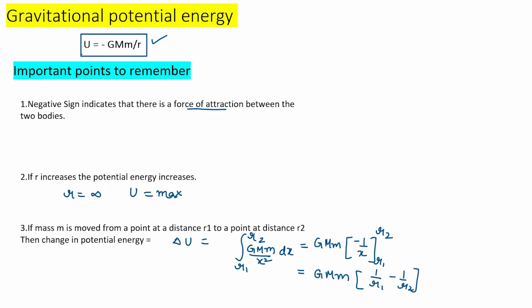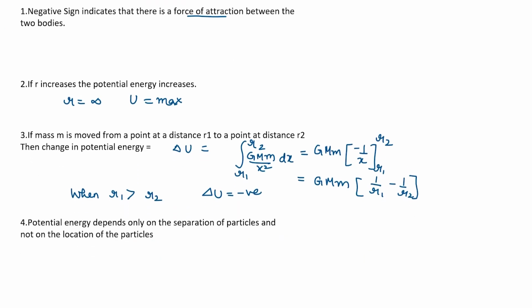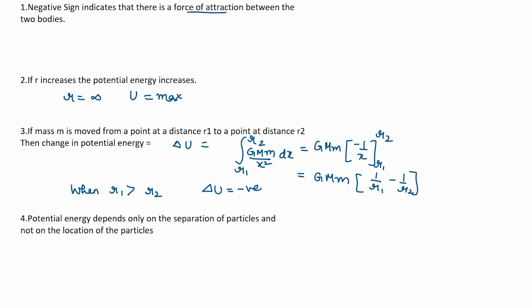So what does that mean? It says that when r1 is greater than r2, in that case your delta U will be negative, which means when the body is brought closer, what is happening to gravitational potential energy? It is decreasing. Now along with that we have to understand that potential energy is independent of the location of the particle. It only depends upon the separation of particles.